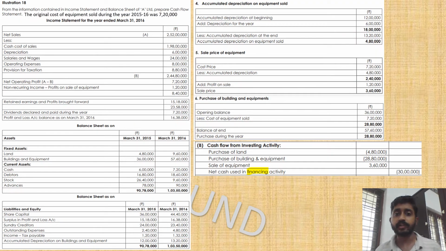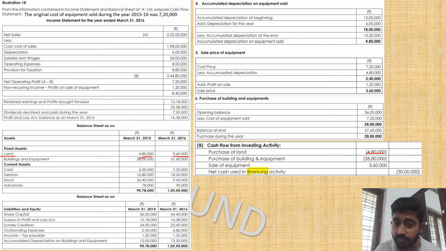Next we will go for investing activity. Now what is the first? We have to see the balance sheet, fixed assets, all the assets like investments. 4.8 lakhs is the opening land value, and the closing land value is 9.6 lakhs, which means you have bought land, because on the asset side all the land will be recorded at cost only. So you have bought land for 4.8 lakhs. Bought land means it's a cash outflow. So that's why purchase of land is put within brackets, because it is negative. Instead of putting a minus, you can put brackets for the cash outflow from investing activity.